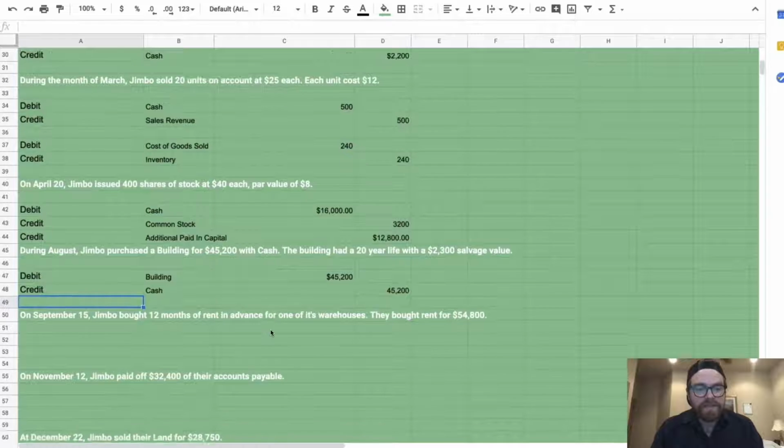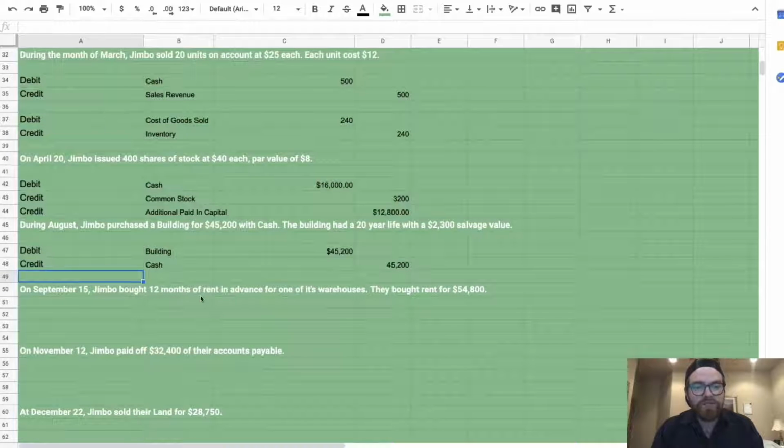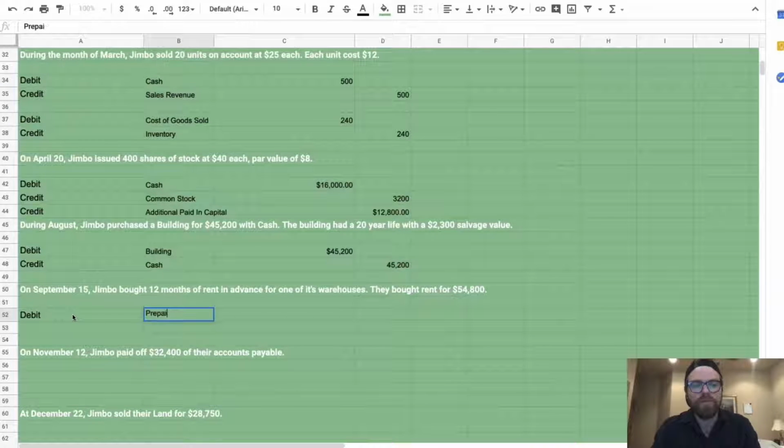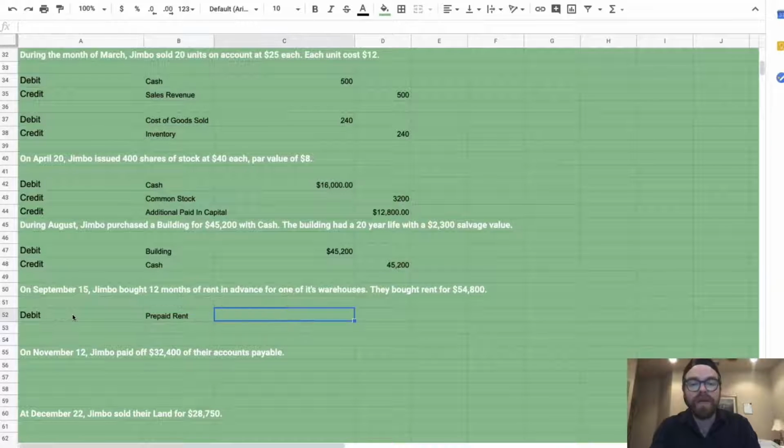Now, next, Jimbo bought 12 months of rent in advance for one of its warehouses. They bought rent for $54,800. So you're buying it up front. If you've seen my assets video, we talked about prepaid, and that's what this is. So we're going to debit here what we call prepaid rent. You're buying rent in advance. You're prepaying for it for $54,800.